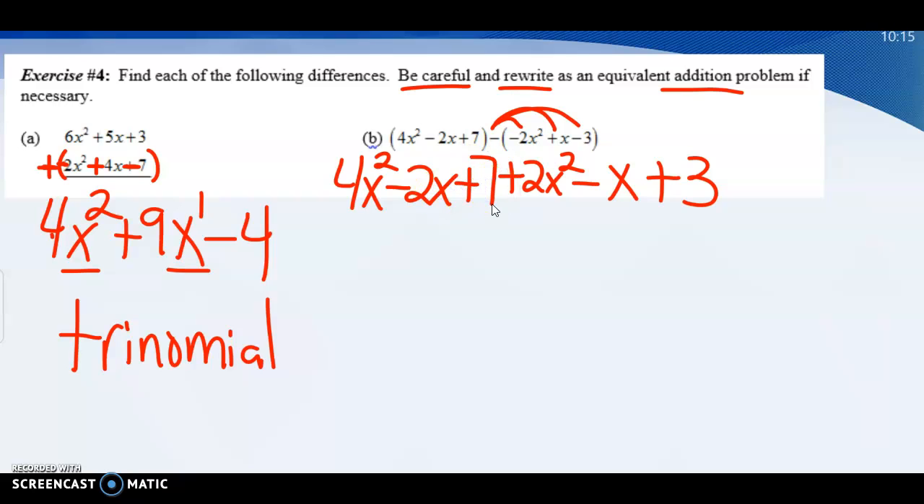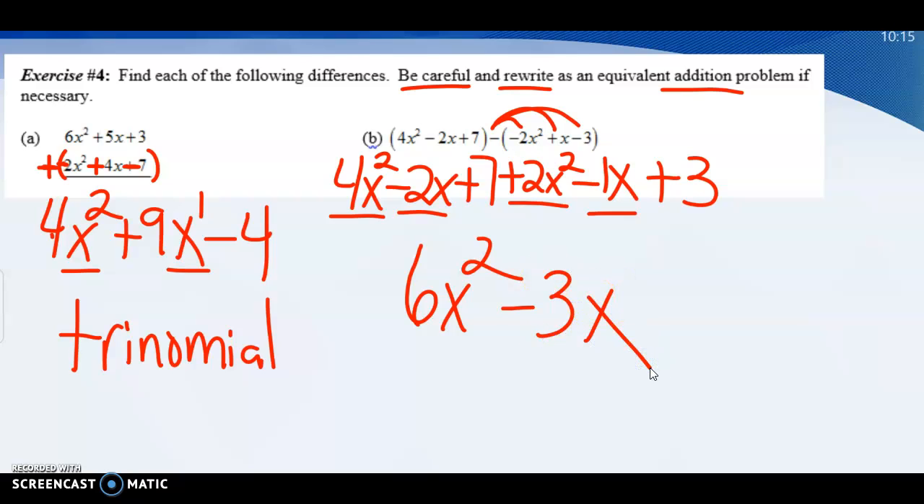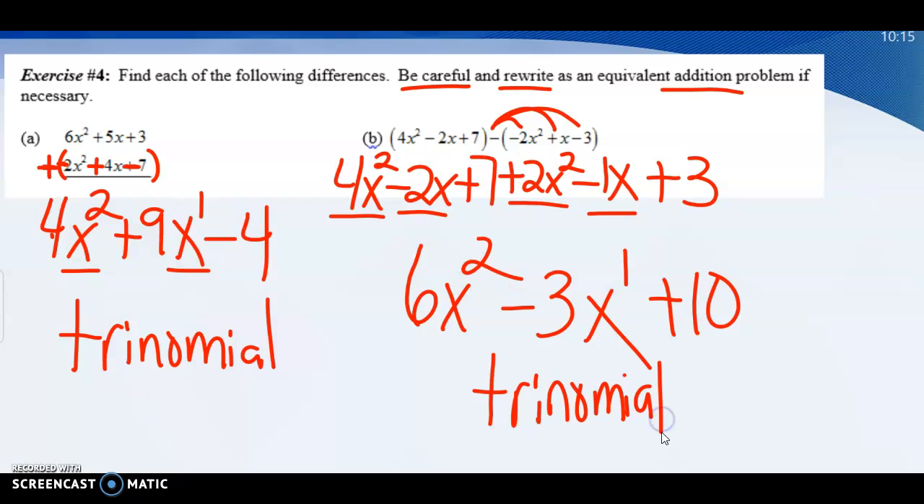And now that we have changed this to like an addition problem, I can go back and try to identify like terms, only adding the number in front, okay? 4 plus 2, 6x squared. Negative 2x, maybe drop the 1 down to remember that's a negative 1. Same signs here, both negative. We add them up for negative 3x. Finally, 7 there, 3 there. This is really 10. Okay? So again, 1, 2, 3 different pieces. Trinomials are pretty famous. There's your trinomial.